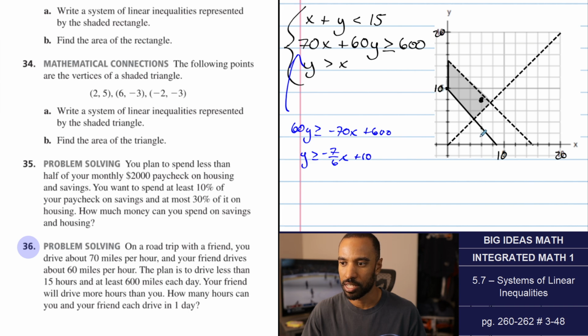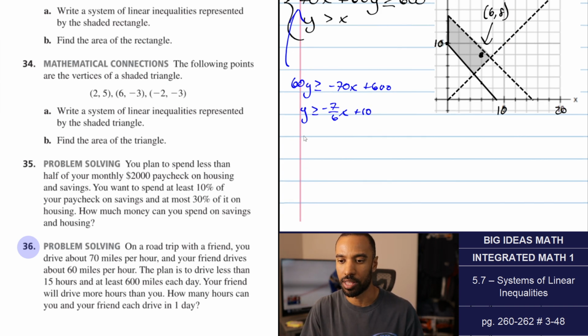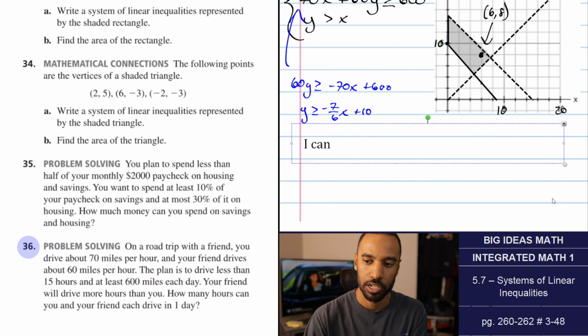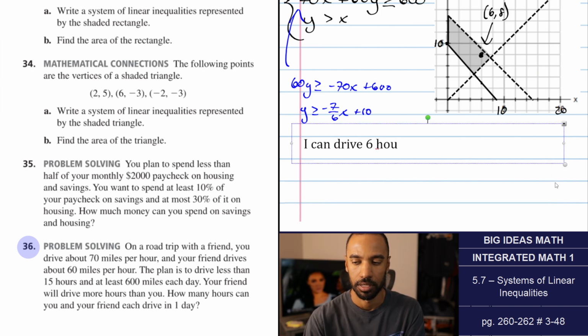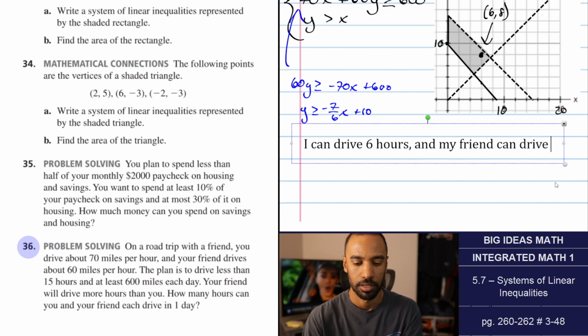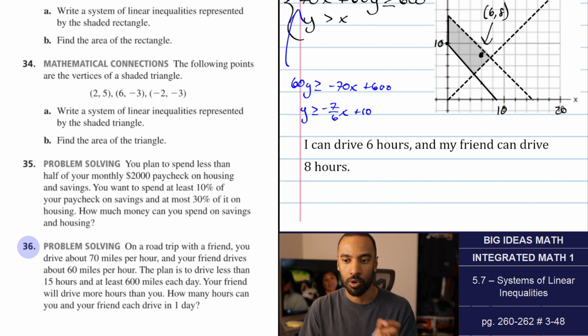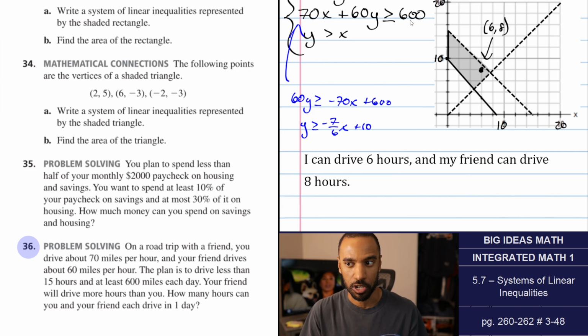That's 2, 4, 6 hours here and 8 hours here. So 6, 8. So I can drive 6 hours. My friend can drive 8 hours. Let's make sure that that satisfies everything. I can drive 6 hours, and my friend can drive 8 hours. Okay. Is that less than 15 hours? Yes. Is my friend driving more than me? Yes. Did we travel 600 miles?